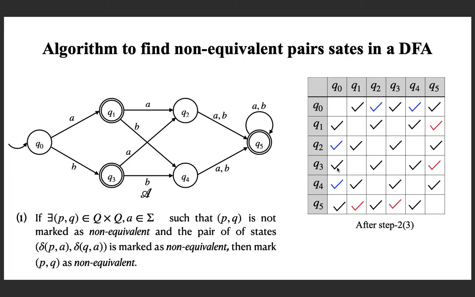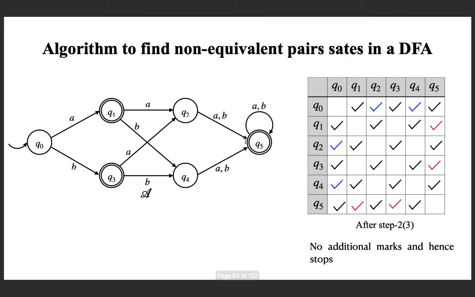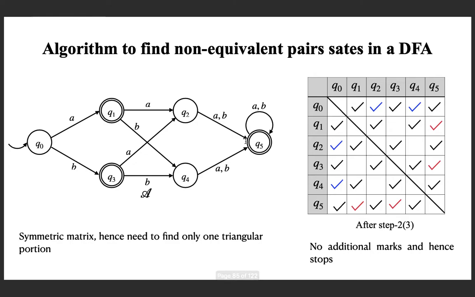You have to apply this for a maximum of 5 steps, because 5 is the maximum length. But here you cannot find any more markings, no additional marks can be made. So you can stop, because even if you go for the next step, nothing will happen. The moment you get into such a state where no markings can be made, you can stop. Note that this matrix is symmetric, because if you mark Q0 Q1, then Q1 Q0 can be marked. So only one triangular portion needs to be filled by the algorithm, then you can automatically fill the other portion.